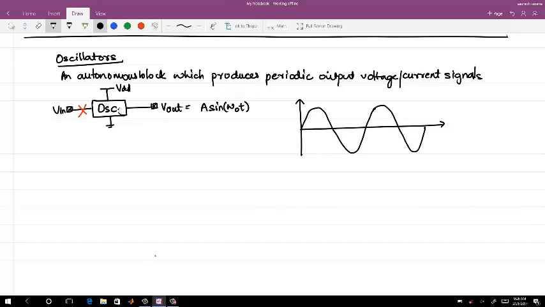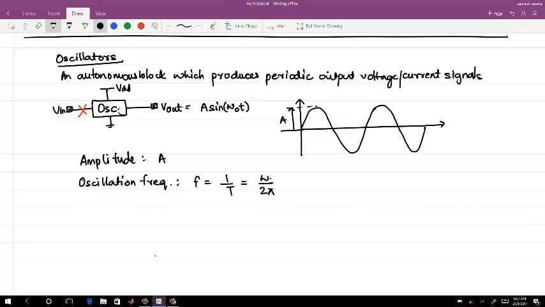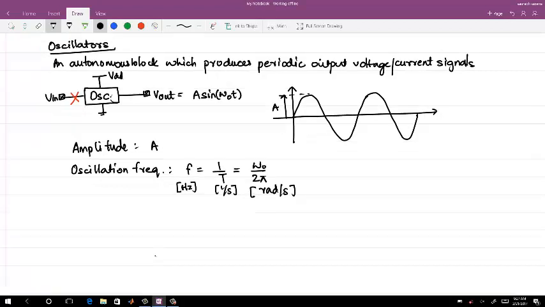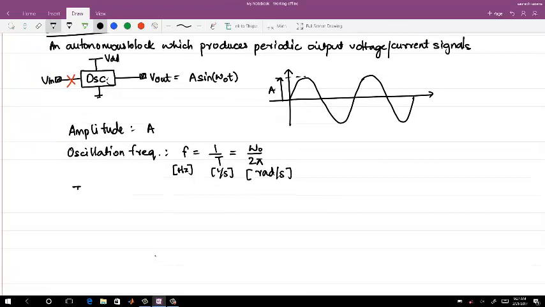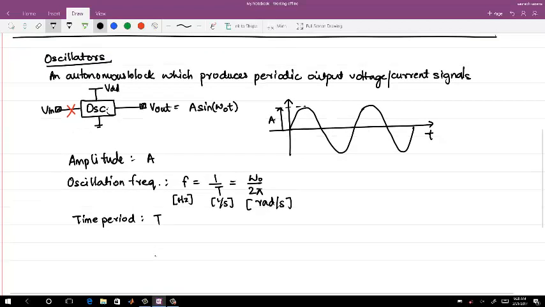So for a sine wave, the amplitude of an oscillator is A. These terms will appear in many places. Amplitude A, oscillation frequency F equals 1 by T, where T is the time period, which is omega naught by 2 pi. This frequency F is in hertz, that is per second, and omega is in radian per second. Okay. This is the oscillation frequency and the relation. T is the time period.